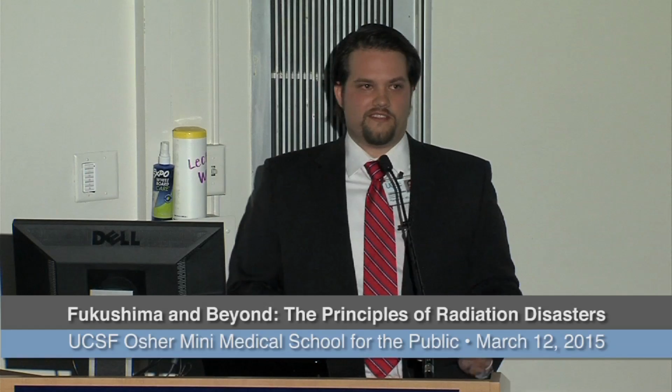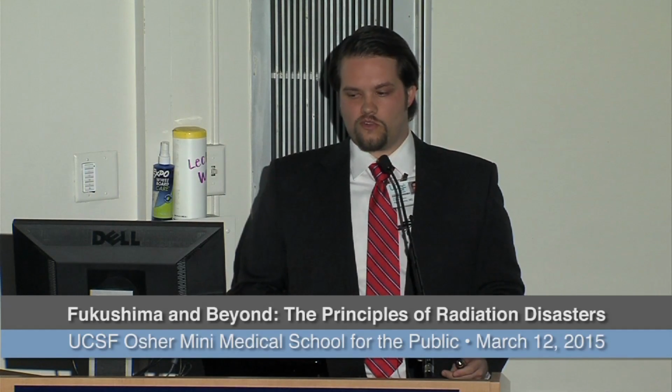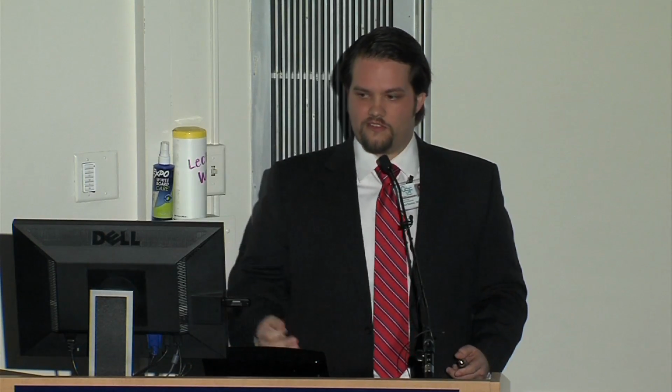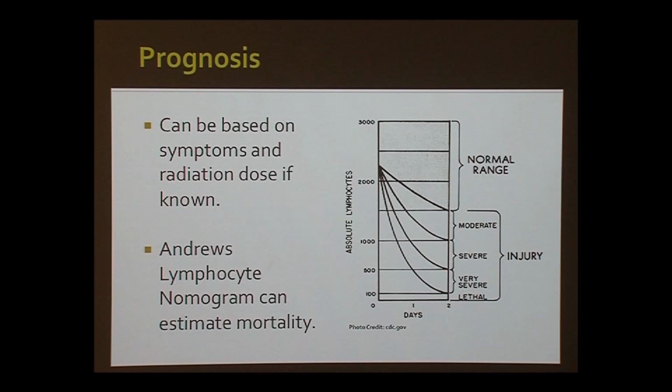And so how can we tell? Let's say we don't really know what dose of radiation you did receive, and you come in saying you were exposed to a radiation source. Okay. The way that we can prognosticate or find out how you're going to do despite being exposed to this radiation is looking at what's called the Andrews lymphocyte nomogram. Okay, this is a kind of a plot that can help us figure out, based on your lymphocyte count, how severe the dose of radiation was.